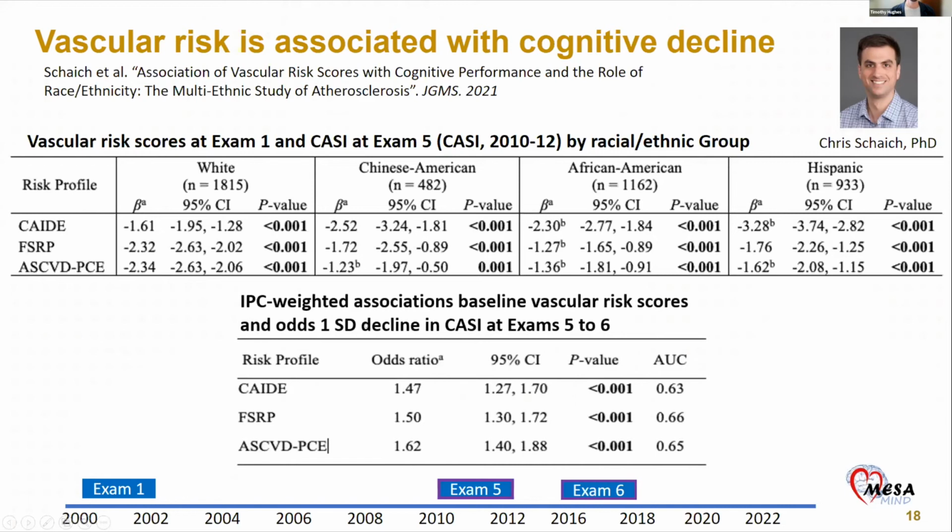Looking at the relationship between these vascular risk scores and the odds of a 1 standard deviation decline is how we're showing it here. We see that every standard deviation increase in CADE is associated with a higher odds of cognitive decline in this cohort. And here we're providing the area under the curve for each of these and how much the model is predicting this odds of decline.